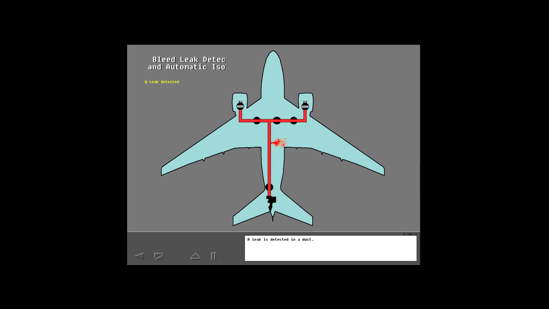A leak is detected in a duct. After a short period of time, the system closes bleed valves and isolates the duct. Following the isolation, a bleed loss message is displayed on ICAS indicating which area has been isolated. This system is automatic and crew action is not required to detect and isolate the leak.